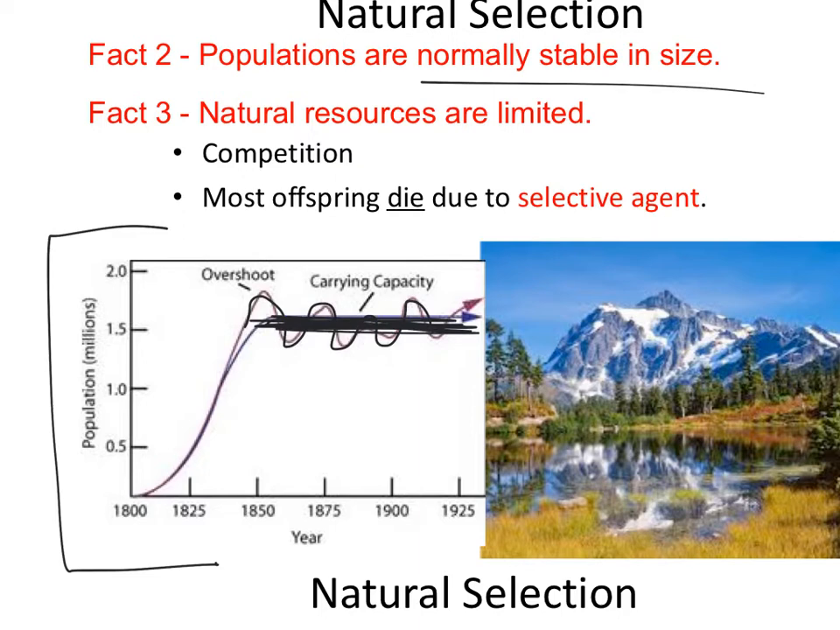The reason for that is fact number 3, which is that natural resources are limited. There's simply not enough food, not enough space, not enough water for every single offspring to survive. There also might be things in the environment that cause organisms to die. We call those things a selective agent. Examples might be a disease or a predator, something that keeps the population from growing too much.